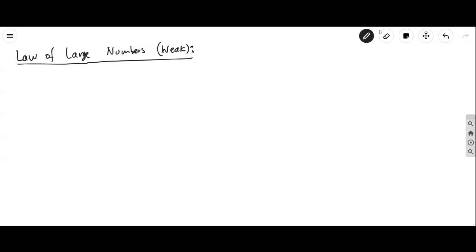If you're not sure what makes it weak, that's what will clarify. It will make sense when we talk about the other version of the law of large numbers. So here's what it says. We're going to do this a little bit more generally, not in the context of random walks. It turns out you can prove it a lot more generally, and then the case of random walks is a special case.